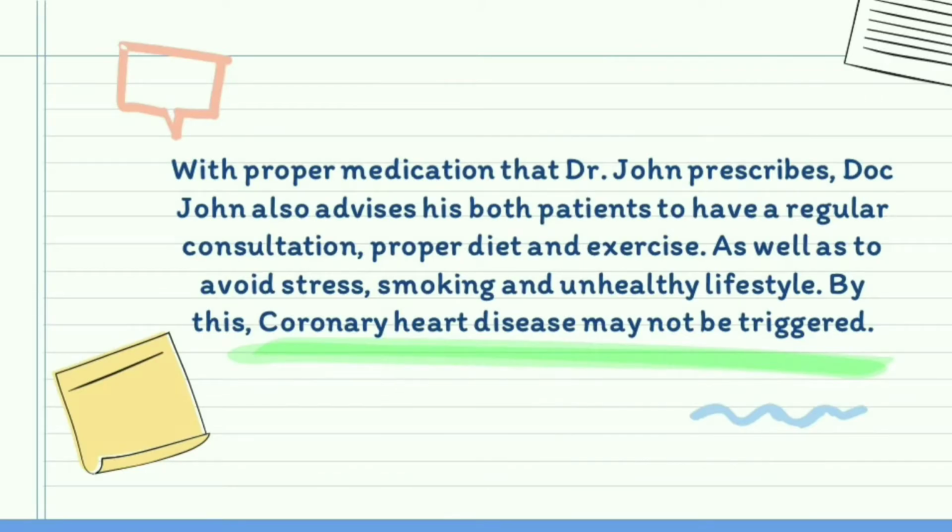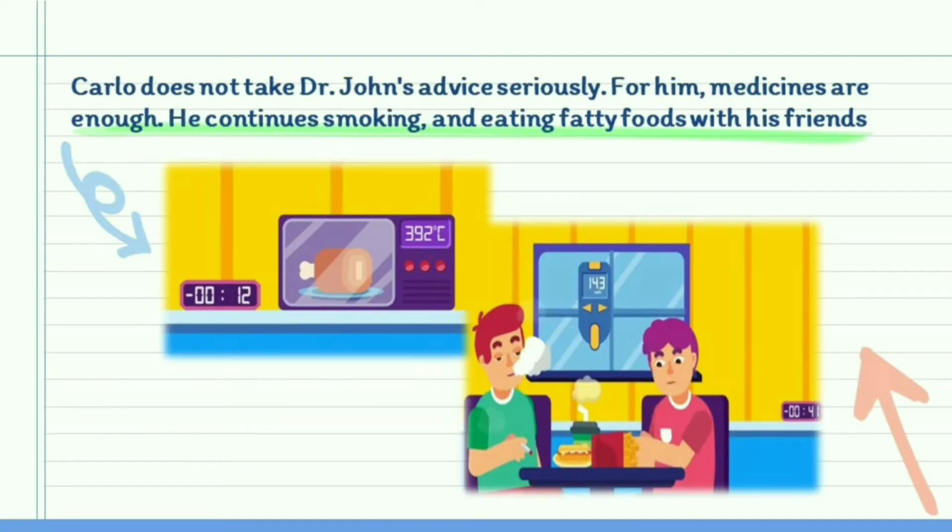With the proper medication that Dr. John prescribes, Doc John also advises both of his patients to have a regular consultation, proper diet and exercise, as well as to avoid stress, smoking, and unhealthy lifestyle. By this, coronary heart disease may not be triggered. Carlo does not take Dr. John's advice seriously. For him, medicines are enough. He continues smoking and eating fatty foods with his friends.